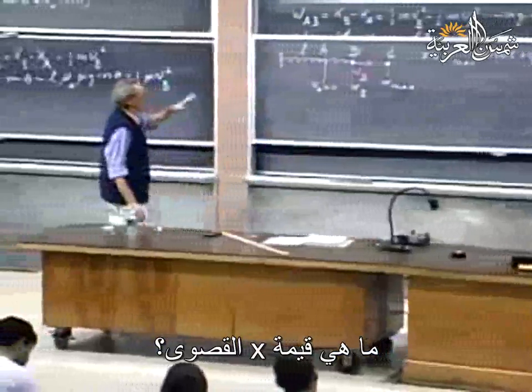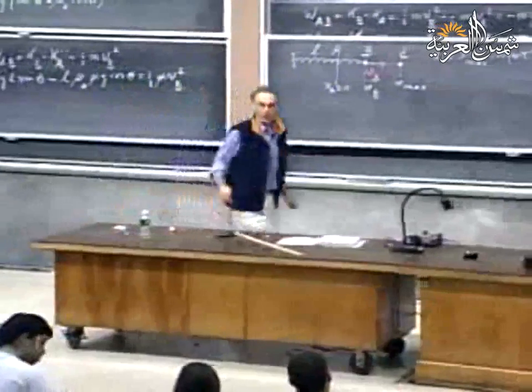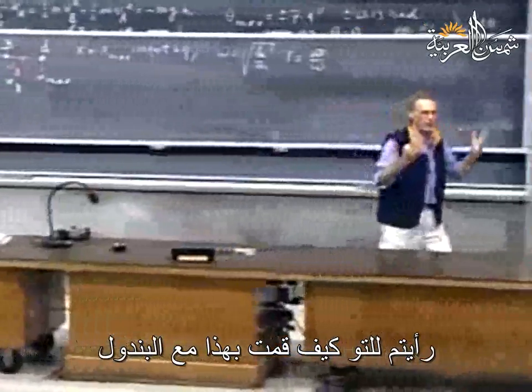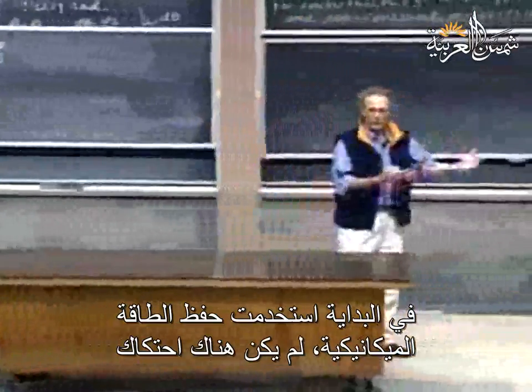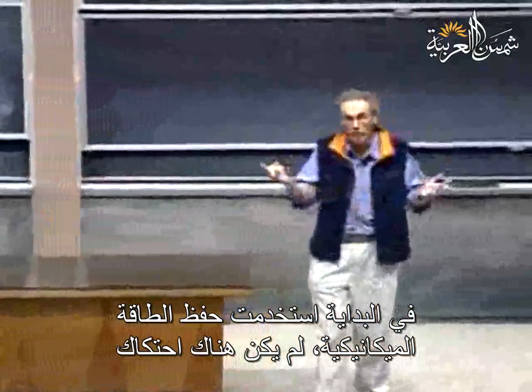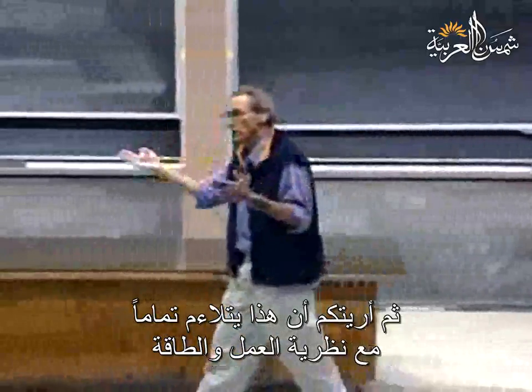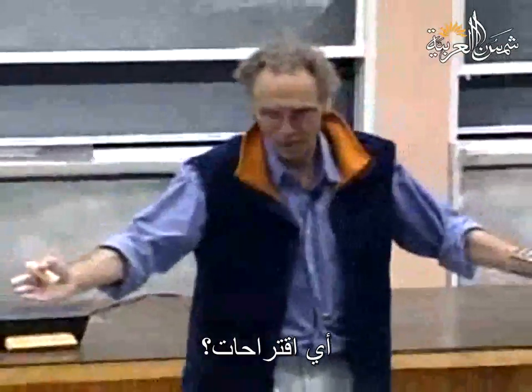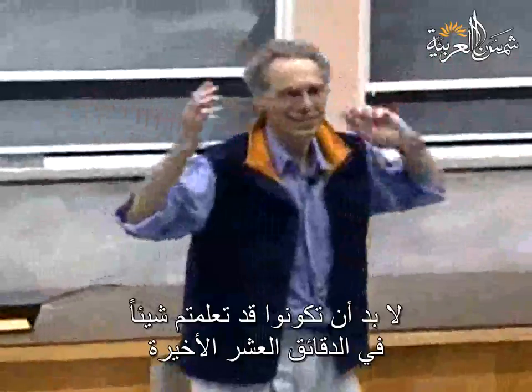What is now x max? How would you approach it? You've just seen how I did it with the pendulum. I used first the conservation of mechanical energy. There was no friction. And then I showed you that it's completely consistent with the work energy theorem. So what would you do now? How do we get x max? Any suggestions? Any proposals? Come on. You must have learned something from the last 10 minutes. Any idea? It's the same concept.